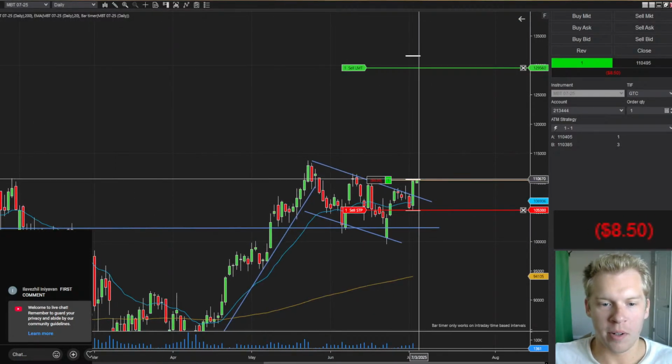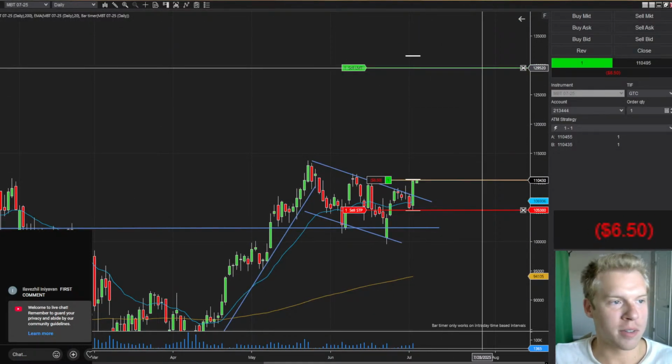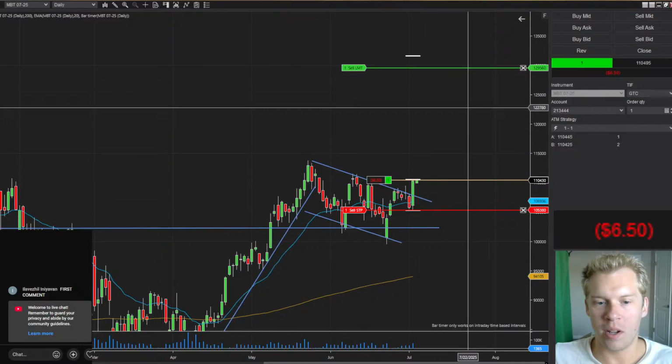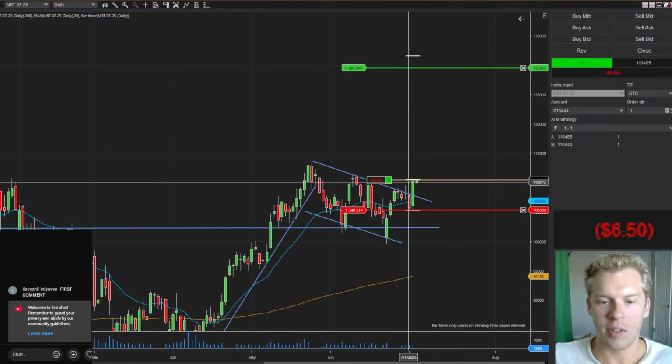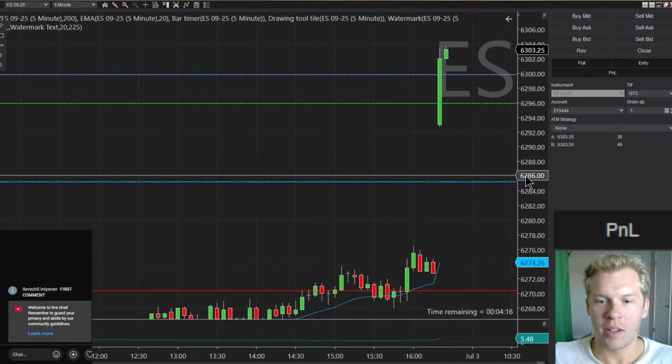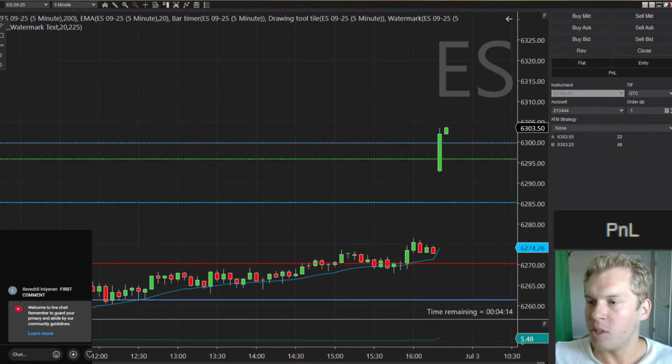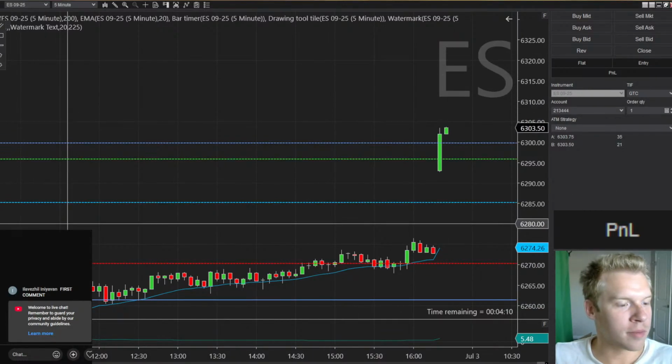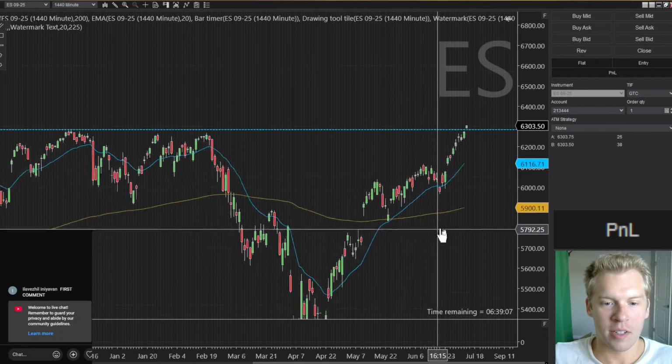So buying above here, trying to get a swing trade up here. This could be a several week trade if it does end up going higher. So we'll just kind of monitor that. Very bullish on the E-mini. Checking out the daily chart.